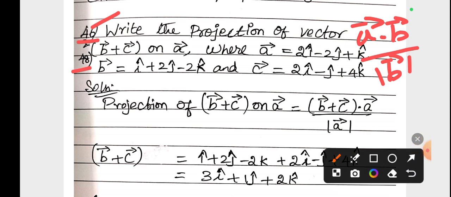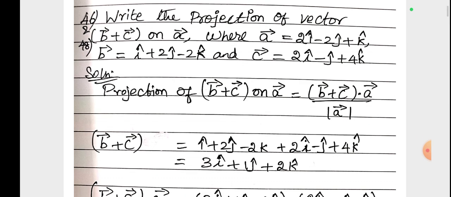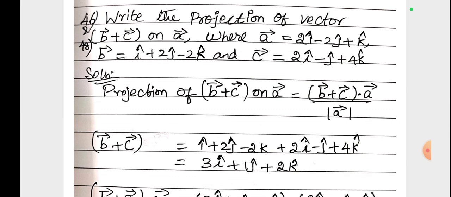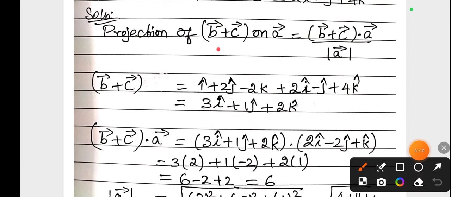Like that now. Kindly read it. They are talking about the projection of vector b plus c on a. Okay, we have to do the projection of b plus c on a. That means a dot b by magnitude of b vector, just the dot product of both by magnitude of the second one. So here, b plus c vector dot a vector by magnitude of a vector.